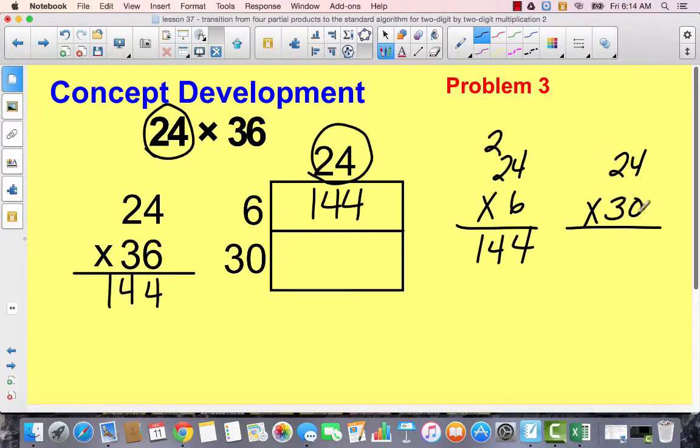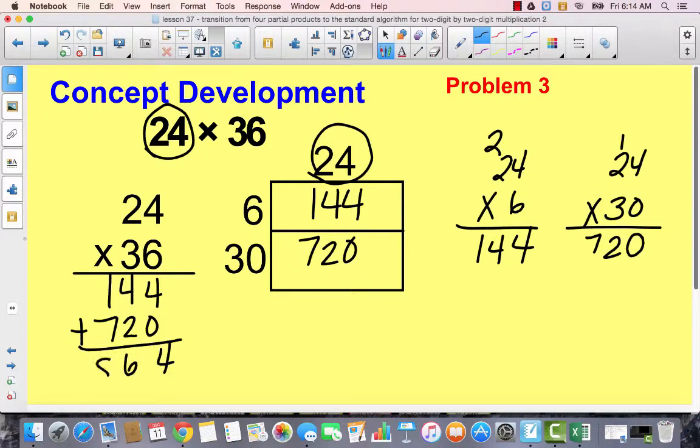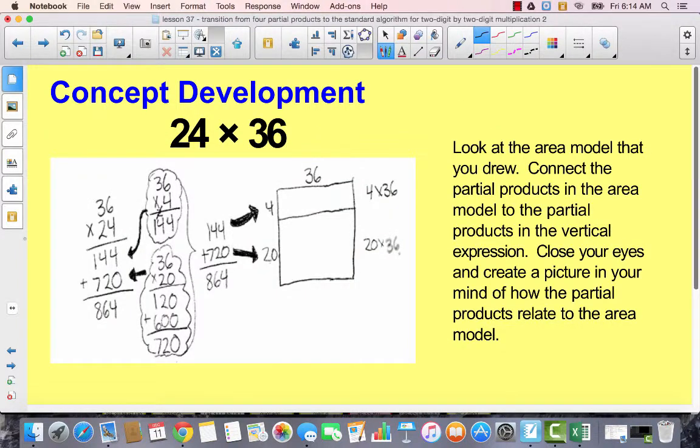All right, so now I'm going to do 24 times 30. It's the same thing as 24 times 3, and I add a 0, so I'm going to put the 0 first. 4 times 3 is 12. 2 times 3 is 6 plus 1 is 720. So this is 720, and when I add this together, I get 864. Okay? All right, now we're going to be ready for our problem set.